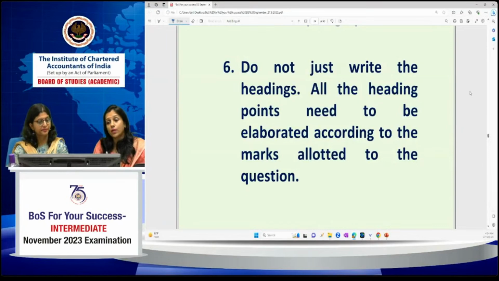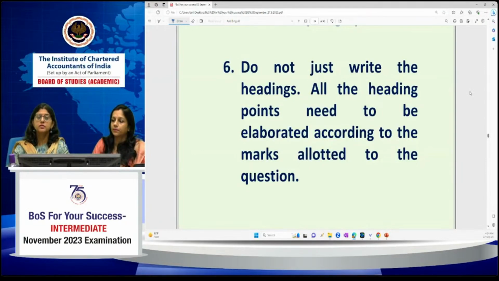You're not supposed to write all the 2 or 3 paragraphs, but at least with the heading you can give the 2 lines so that the examiner would understand what is in your mind, what you have given. So you have to have the headings as well as elaborate according to the marks. So prepare accordingly. That's what most of the time students say, ma'am, it's not happening, it's so lengthy.